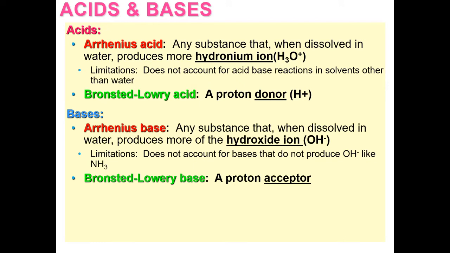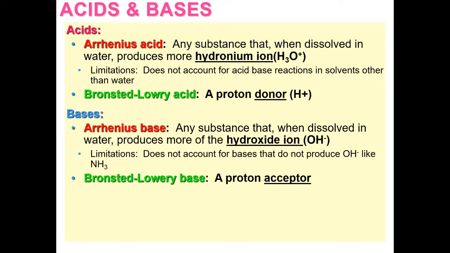Okay, then it's similar with the definitions for bases, except we're not talking about H plus. We're talking about hydroxide. So an Arrhenius base is any substance that, when dissolved in water, produces more of the hydroxide ion. So it increases the concentration of hydroxide. However, not all bases have hydroxide in them. NH3 is a good example. Under this definition, NH3 wouldn't classify as a base, but it is a base. So we need a little bit broader definition.